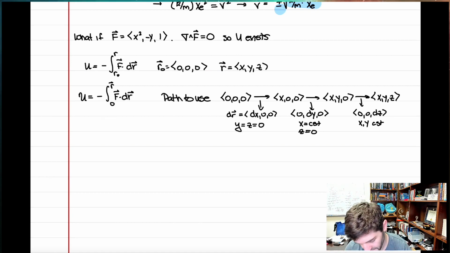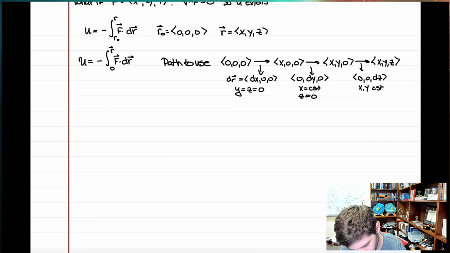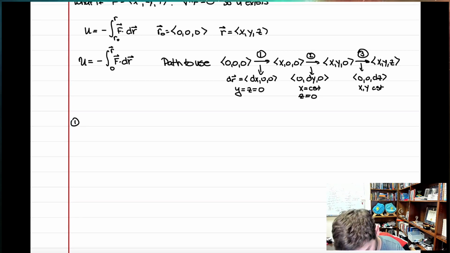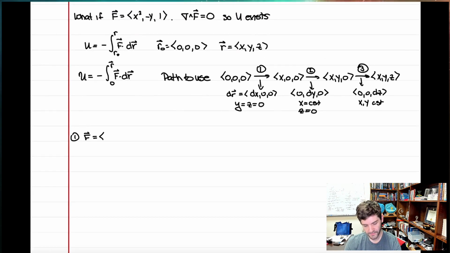So let's see how this looks in practice. So essentially you have three integrals you need to do. Integral 1, integral 2, integral 3. Whatever those three answers are, you add them together. That's your potential energy function. So for integral 1, your force then simplifies to, we've lost it, there it is. So again, for integral 1, we're only moving along the x direction, but while y and z are still 0.